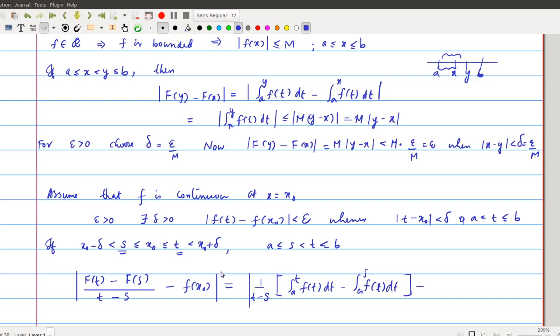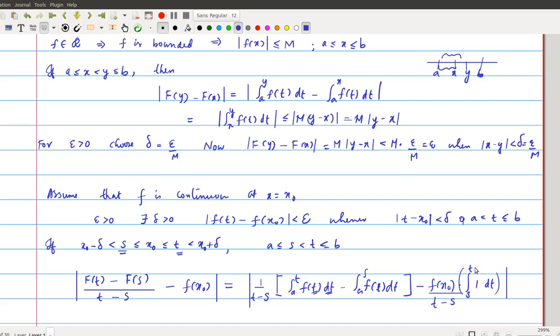Now we write this f of x naught. f of x naught is a constant, so we can write f of x naught times 1, and that 1 can be written as integral s to t of 1 dt. We know that when you integrate 1, that will be t. Then from s to t we get t minus s. We write it as this divided by t minus s.